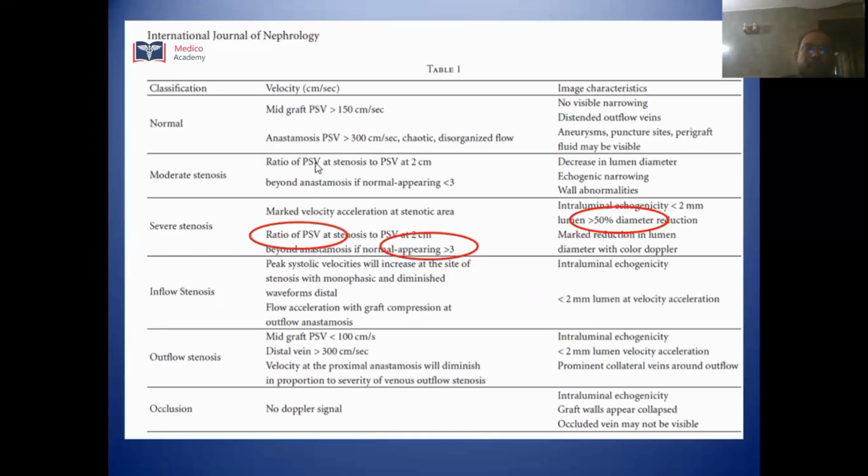So this is the famous International Journal of Nephrology, where they have classified severe stenosis as the ratio of PSV at stenosis to PSV at 2 cm beyond the anastomosis, if normal appearing, of more than 3. That is the velocity criterion. The image characteristics are intraluminal echogenicity, less than 2 mm lumen and more than 50% diameter reduction, and there is marked reduction in the lumen diameter with color Doppler.